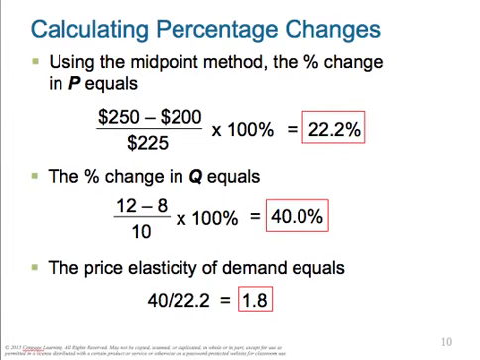The price elasticity is that quantity demanded percent change over the percent change in price, 40 divided by 22.2, and you get a much more solid elasticity figure of 1.8. Again, these calculations are based on the previous example given.